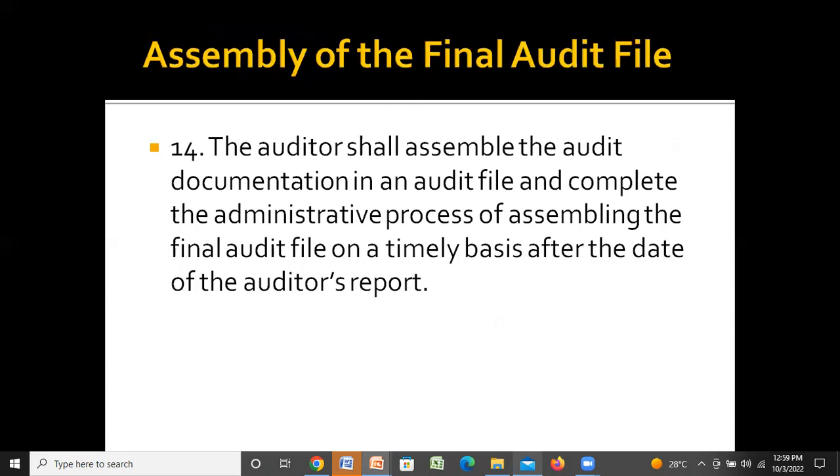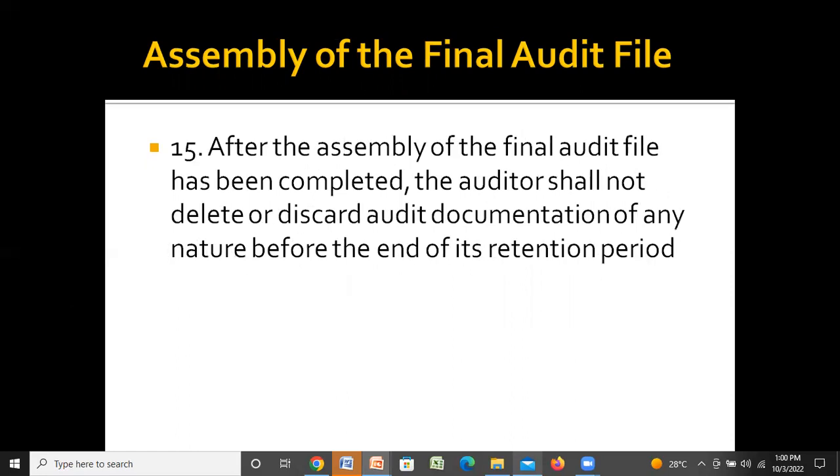Okay, assembly of the final audit file, that is paragraph 14. The auditor shall assemble the audit documentation in an audit file and complete the administrative process of assembling the final audit file on a timely basis after the date of the auditor's report. Okay, paragraph 15. After the assembly of the final audit file has been completed, the auditor shall not delete or discard audit documentation of any nature before the end of the retention period.